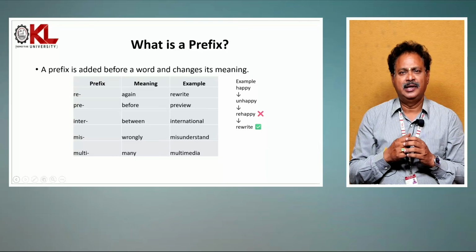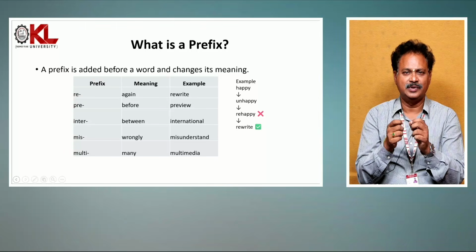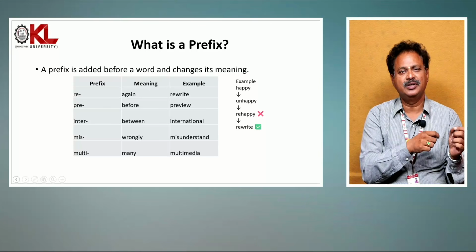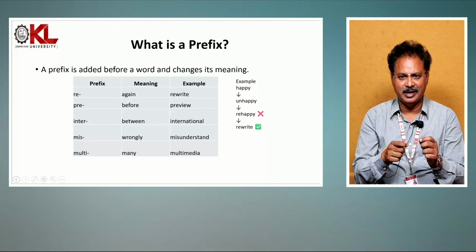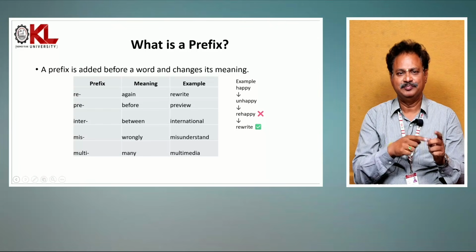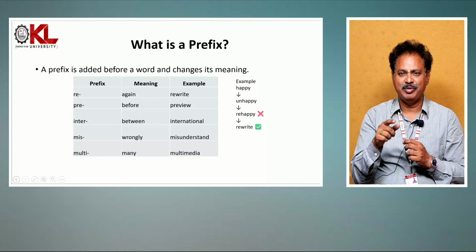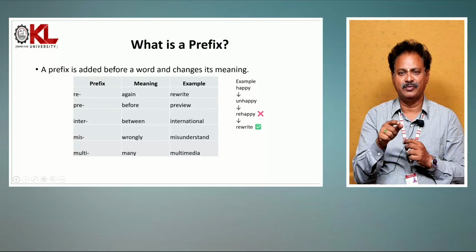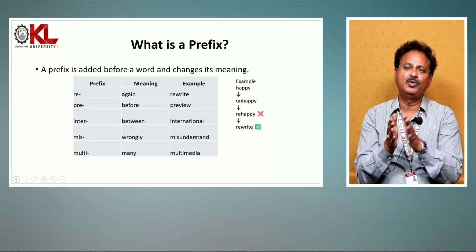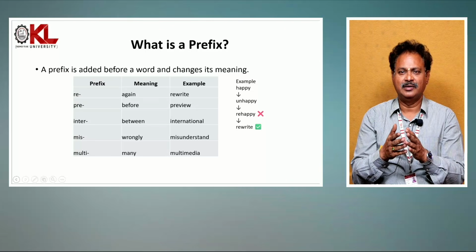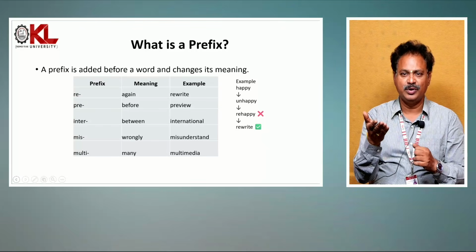Now what is a prefix? A prefix is a part of a word that is added before the root word. I repeat again, it is added before the word. Look at the example first. Happy becomes unhappy by adding the prefix un. Pre means before. Fixing something before the root word is a prefix. Now can you say re-happy? No, we say rewrite. Write is the root word, and rewrite.